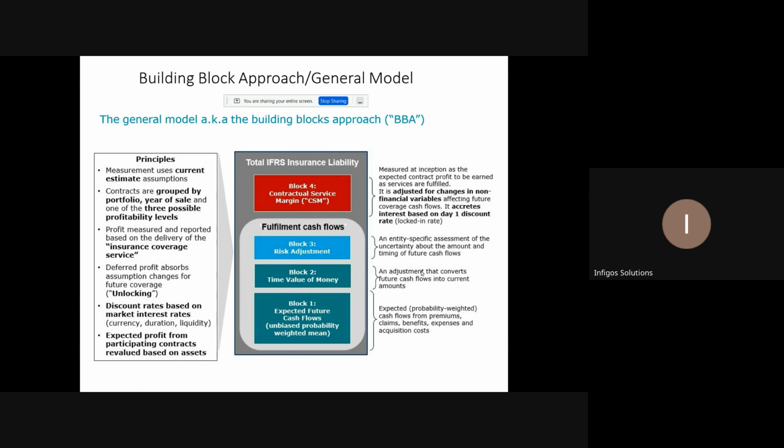And then you have time value adjustment. With the time value adjustment, you will have cash flow which will be discounted. And then there is a bonus for carrying the risk of insurance. That's called risk adjustment. And then there is a contract service margin, which basically is a profit which you book as you provide the service. Is it clear?